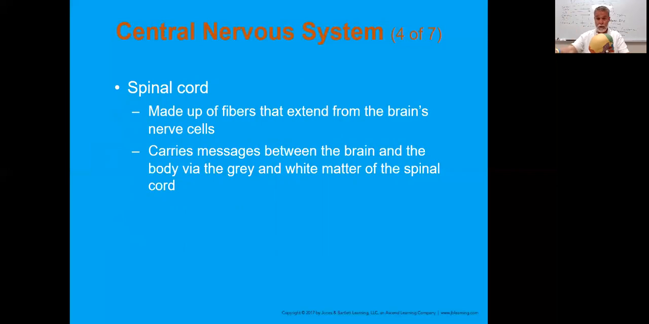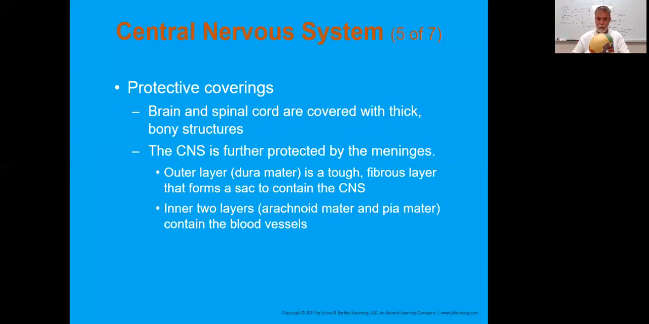Example is if I touch something hot, I immediately pull away from that, but then it actually bypasses the brain and sends it directly to the nerve itself. The protective coverings, again, there's these thick, bony structures in the brain and the spinal cord. That's what they're actually covered with.